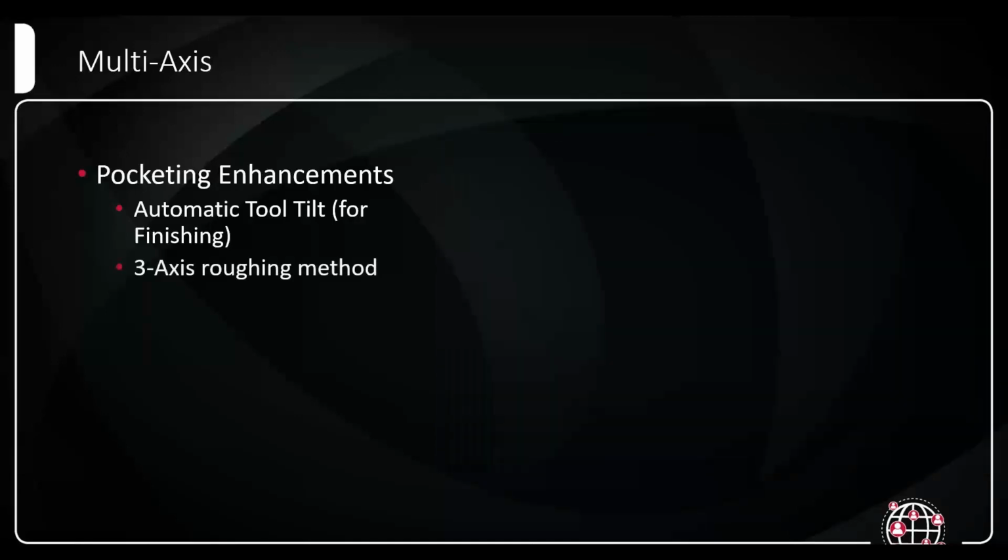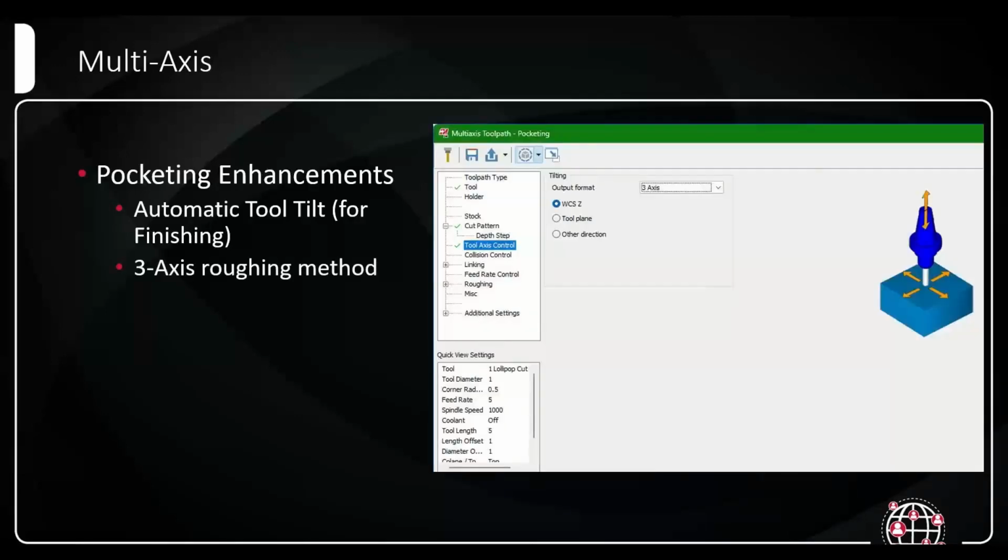On the flip side, though, pocketing now has the capability to do 3-axis roughing. So in the past, you were kind of stuck with 5-axis from my understanding when you were doing roughing. Now you can switch to a 3-axis roughing method. And you probably heard us say this before, the fewer axes that are moving, the more rigid your setup's going to be.